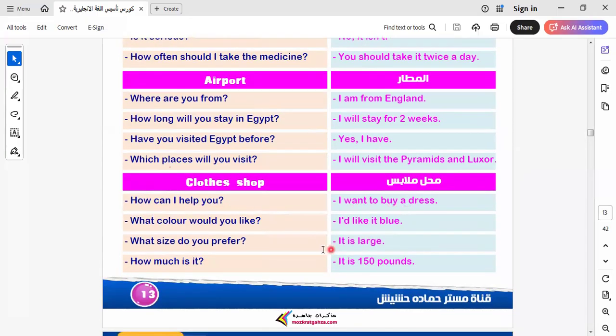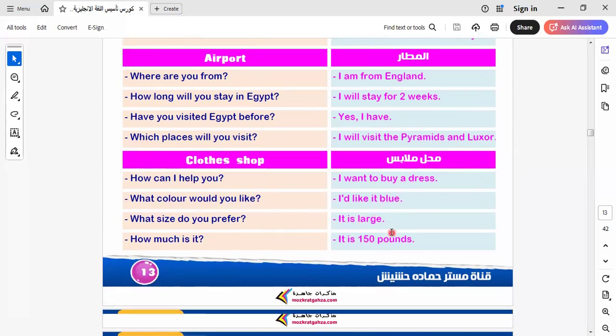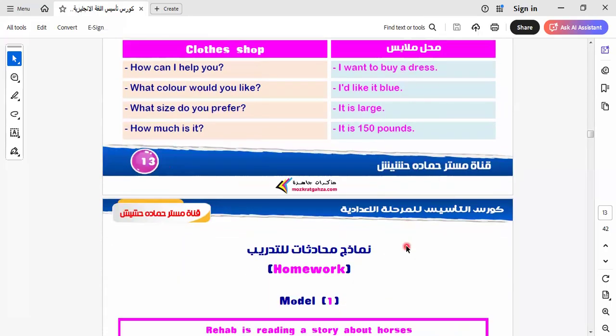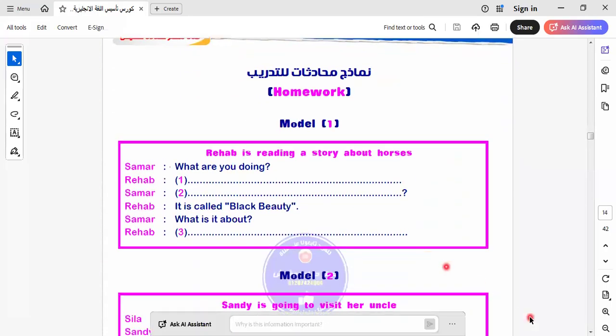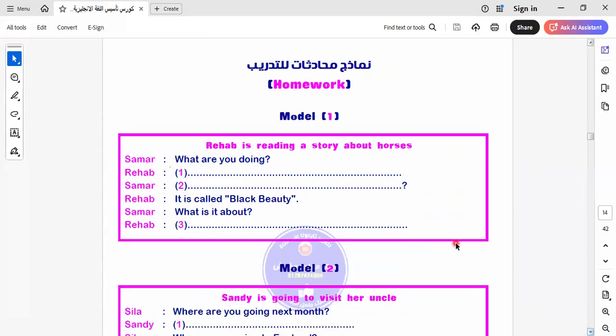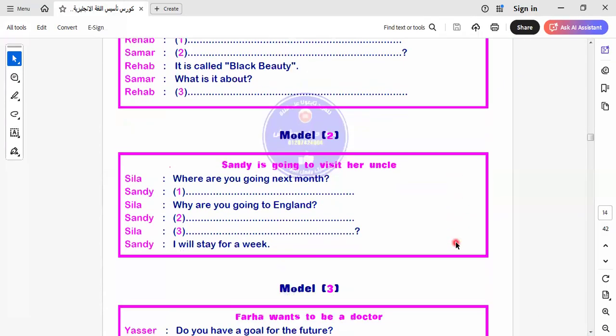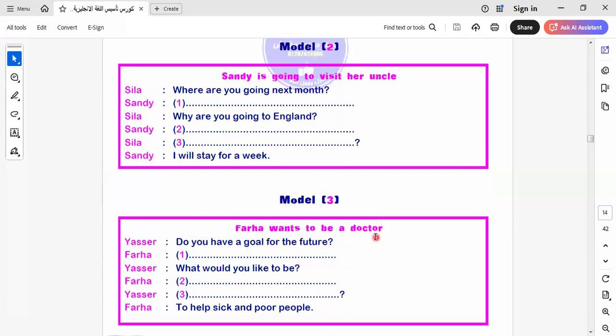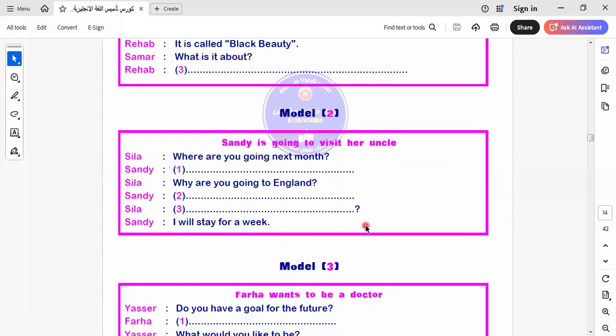I want to buy a dress. What color would you like? I would like it blue. Someone says blue, yellow, red, any color that we want. What size do you prefer? It's large. How much is it? It's 150 pounds. Here we have some conversation. I answered two of them, and I will leave the rest to do by yourself as homework.